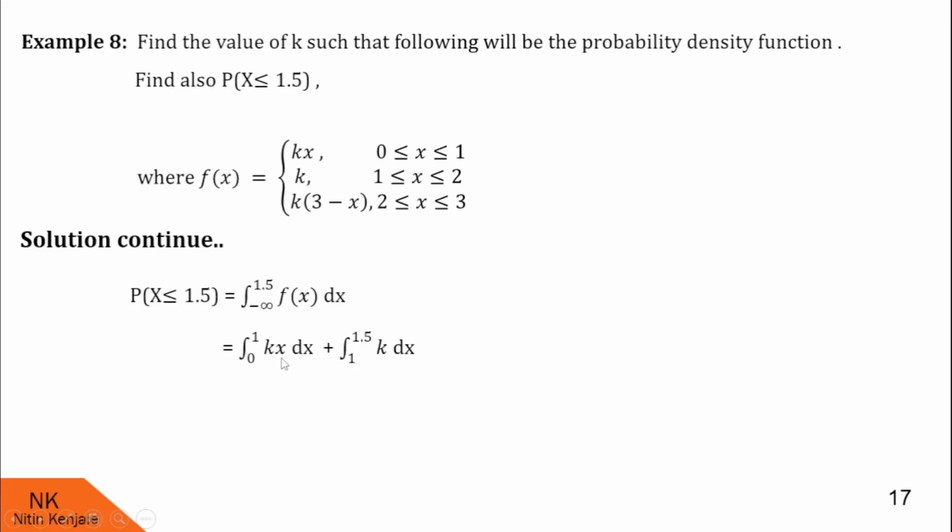Also we integrate x here and 1 here. Integration of x is x square by 2 and integration of 1 is x. After substituting limits, we get P of x less than or equal to 1.5 as half. Guys, you can pause the video and check this calculation.